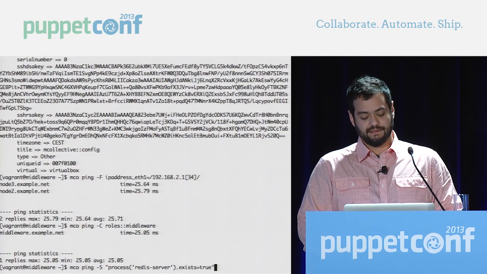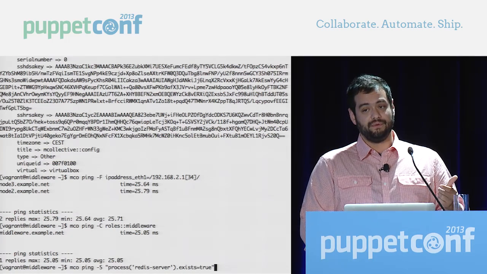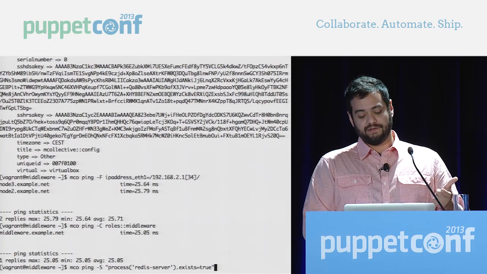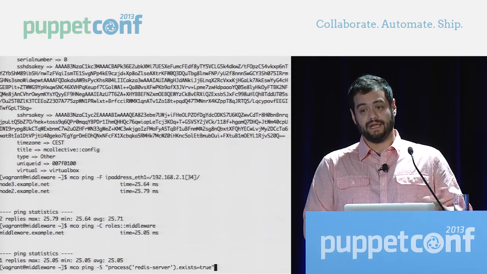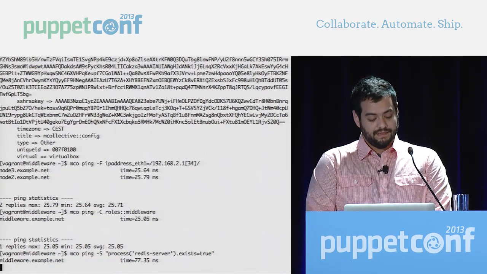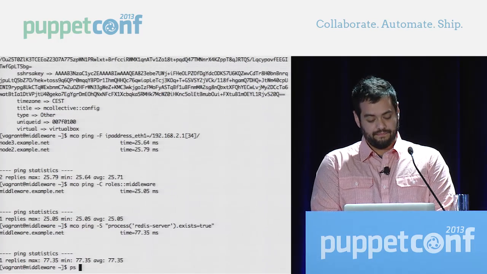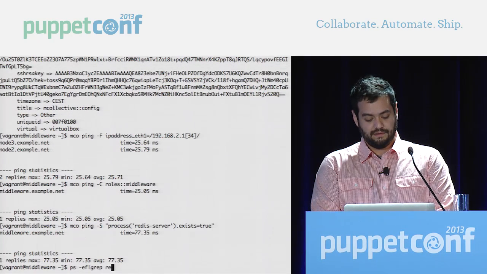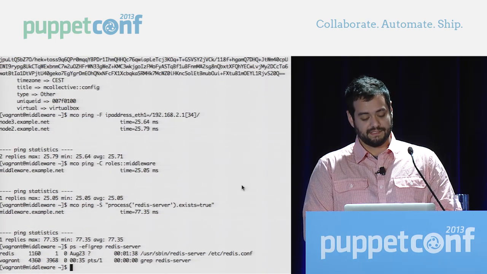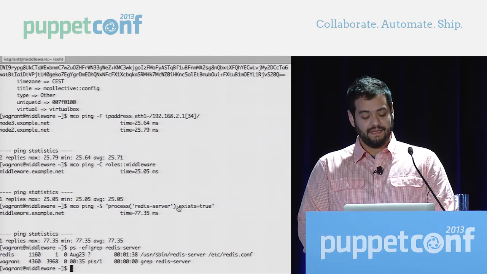So in this case, this command is going to actually look at the process table on all the nodes, and only nodes that have a process that exists called redis-server will actually respond. In this case, we have one node running a Redis server. That's our middleware box. This is the one that I'm actually logged into here. And if I look, I can find that, yes, indeed, there is a redis-server process. So that can be a pretty powerful way to do some filtering with MCollective.